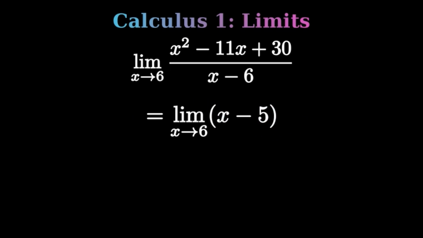All you've got to do is insert the 6 now in place of the x. And of course, if we put in 6 minus 5, that's going to give us 1. And that would be the answer to this question. So what is the limit as x approaches 6 of x squared minus 11x plus 30 over x minus 6? Well, the answer is equal to 1.